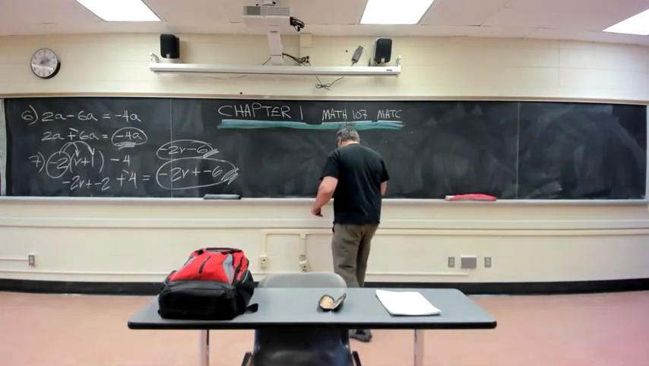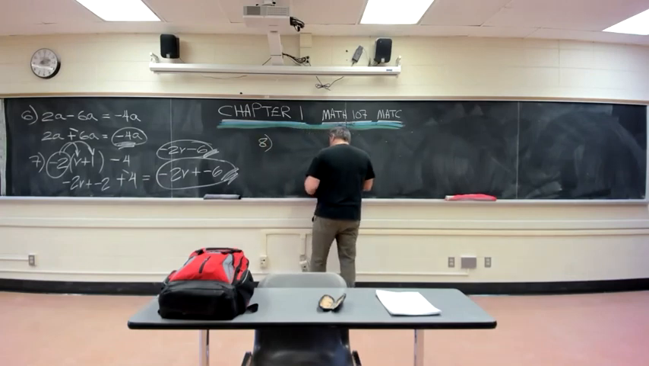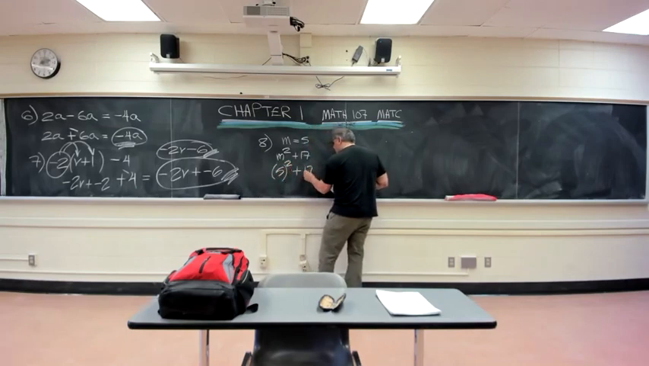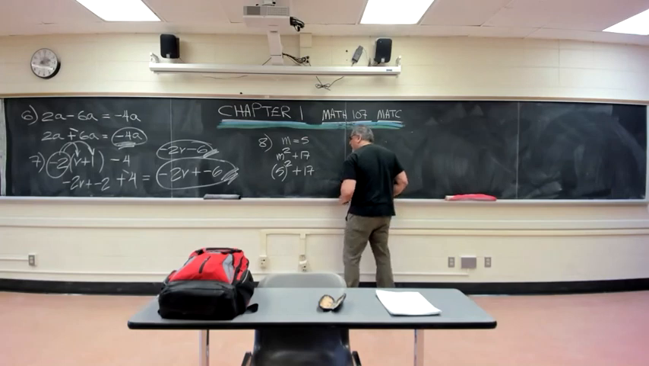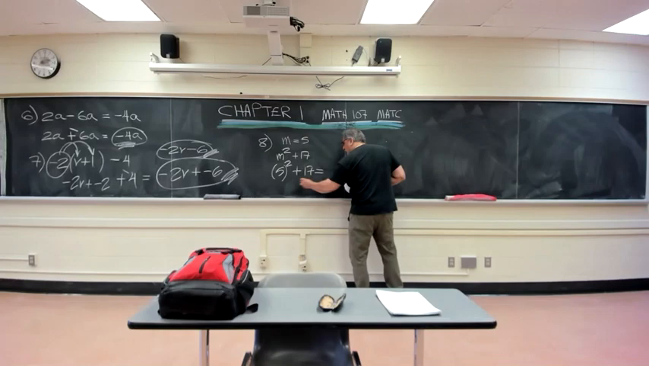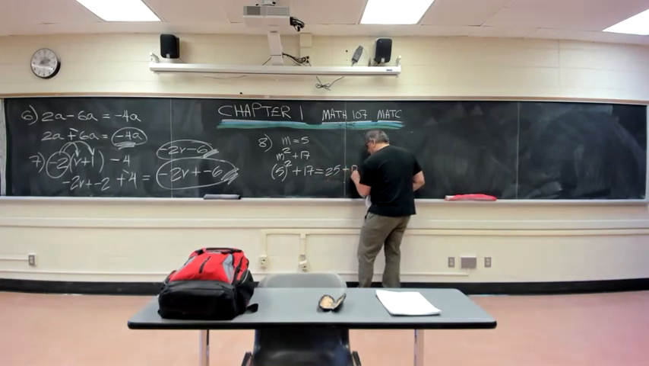For 8, they're saying evaluate the expression. Evaluate the expression when m is equal to 5. Please evaluate this expression right here. Pretty basic stuff, guys. I mean, you go this way. 5 squared is 25. 17 is 17. Add them together.